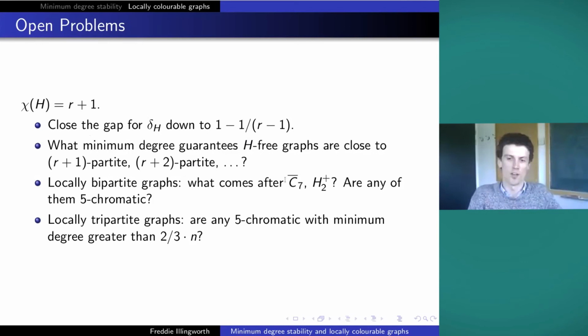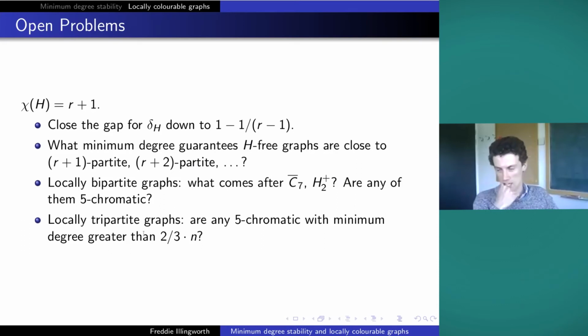I've written this H2 plus because that was another graph that you saw earlier. That is the next graph after the complement of the 7th cycle. What is the infinite sequence of graphs? Are any of them 5 chromatic? So is there another threshold, or are there fewer thresholds than the triangle-free case? And more generally for locally bipartite, is there one threshold, or are there more? A really simple one is: do any 5 chromatic graphs have minimum degree more than 2/3?